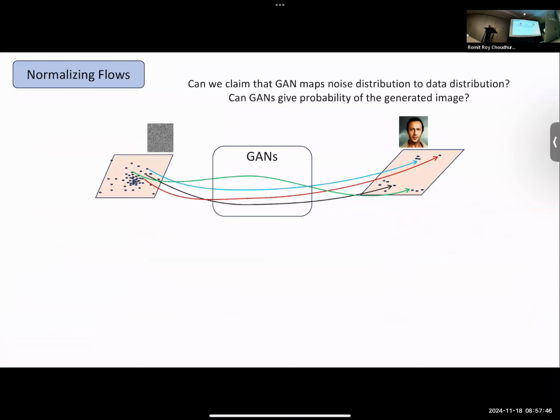Next, the third pillar is called normalizing flows. Okay, let's start with GAN. Can we claim that GAN maps noise distribution to data distribution? Meaning, I sample from noise, I give it to a generator, and the generator generates real data. Can we say that this is essentially starting from a Gaussian distribution on noise and generating the real data distribution? We cannot claim that.